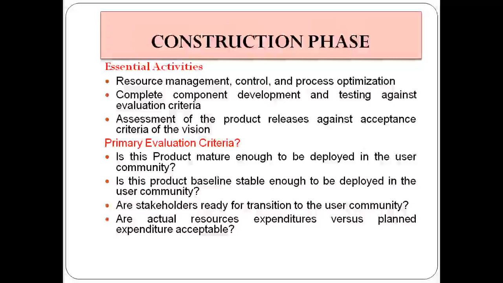And coming to the primary evaluation criteria. How they are going to evaluate your construction phase is whether my product baseline is mature enough to be deployed in the user community. We said that my project is done in the construction phase. Now they will be seeing whether I can release my product into the market, or whether I can hand the project over into the hands of the customer or not. They will be evaluating, or if I want to make any changes, they will be doing that.